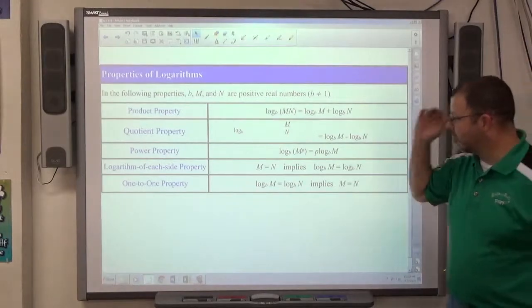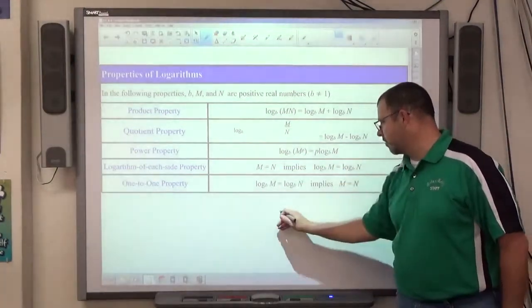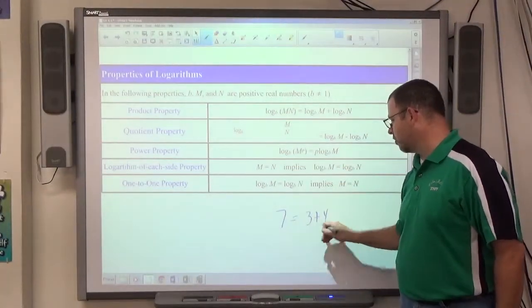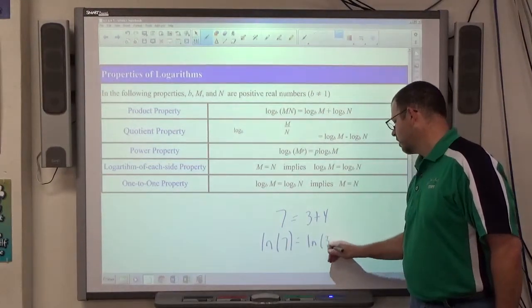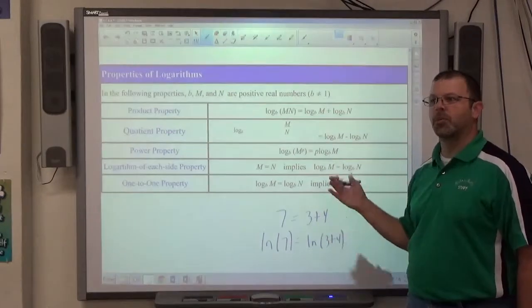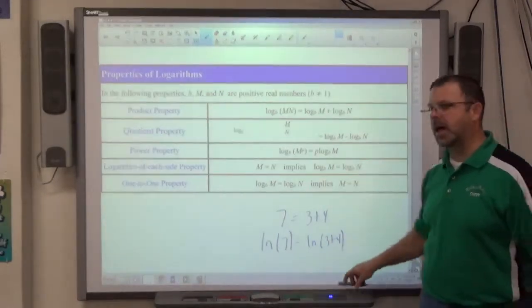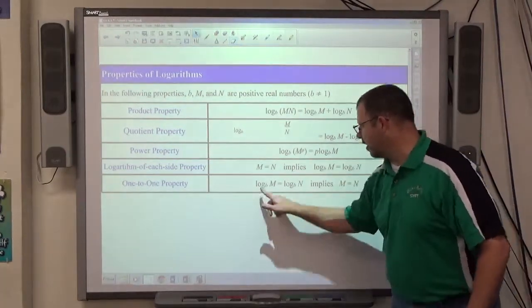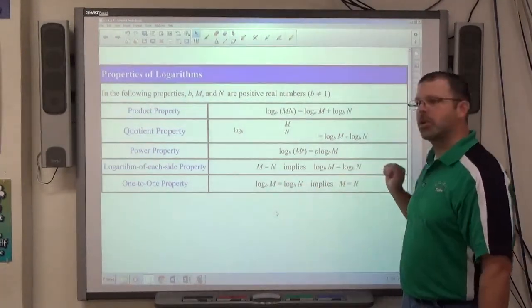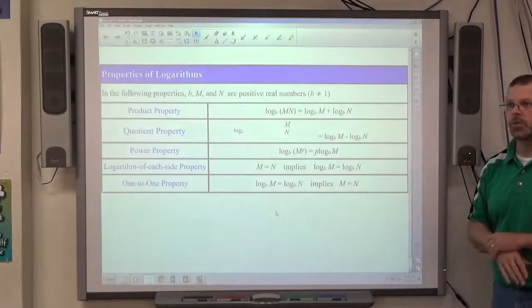But again, as long as you have a true equation, if I have 7 equals 3 plus 4, that's true, then the natural log of 7 equals the natural log of 3 plus 4. There's no reason you'd want to do that for that specific problem, but you can allow it because that's what it says. And the other thing, going the other direction, if we have a log equal to a log, same base, argument equals argument. So we have the ability to go either way.